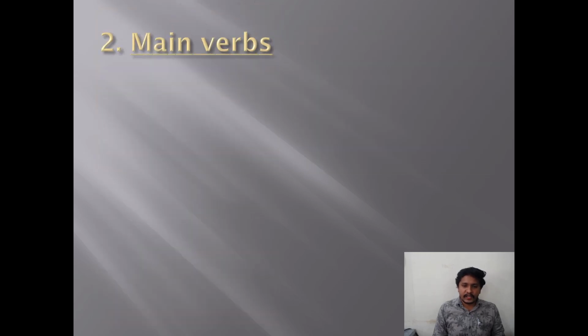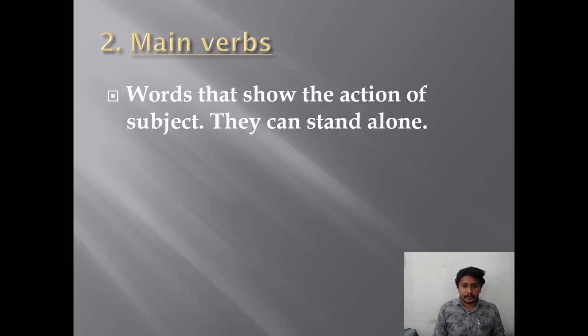Now the second one is main verbs. Words that show the action of the subject can stand alone. So the action of the subject is called the main verb. When we use a main verb in a sentence, it can stand alone, because with one subject and one main verb we can make a meaningful sentence. Main verbs do not need support from any other verbs, so they can stand alone.